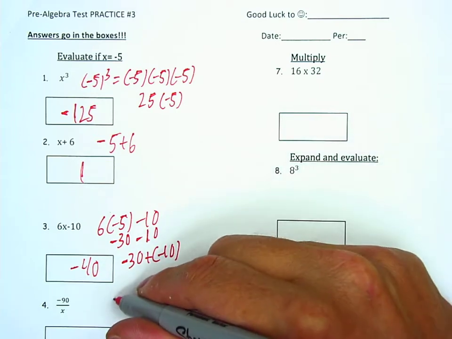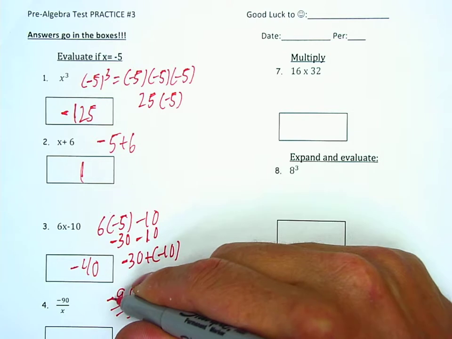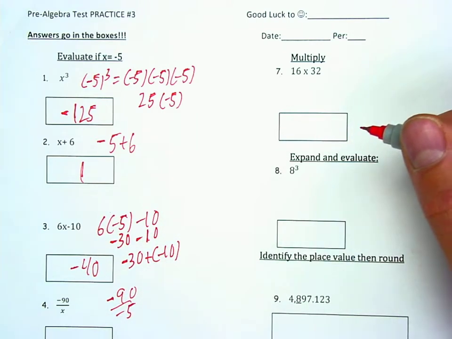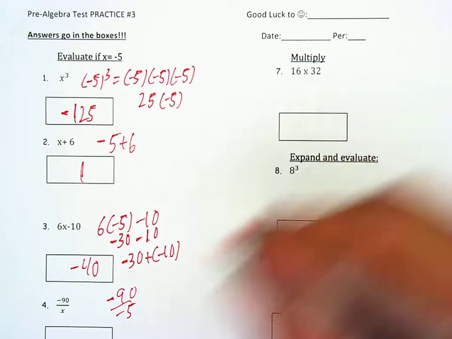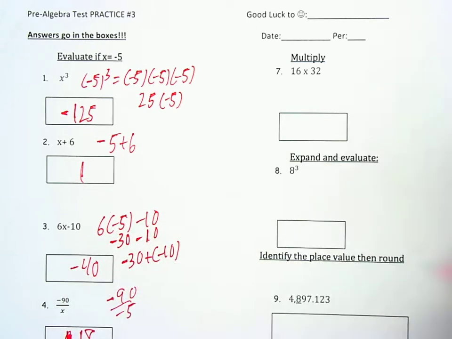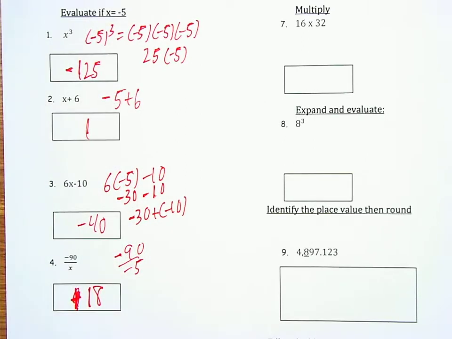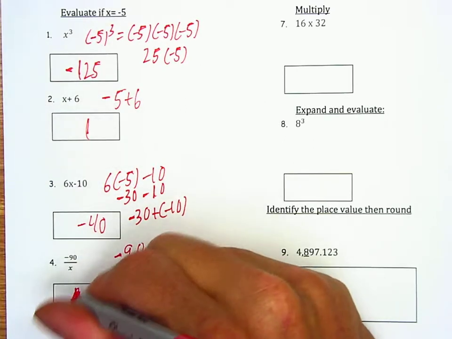And then question 4, -90 divided by -5. A negative divided by a negative will make a positive. And so 5 times 10 is 50, and then 5 times 8 is 40. So this will be -8 or positive 18. Sorry, you don't need the plus sign here. Just 18. Again, that negative divided by negative is just a positive. So that is positive 18.